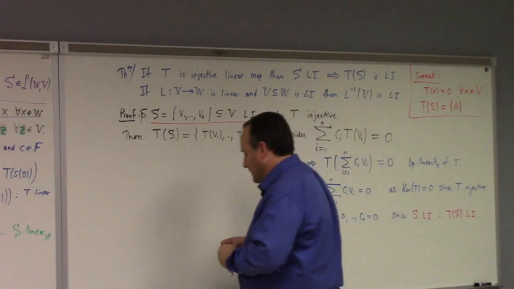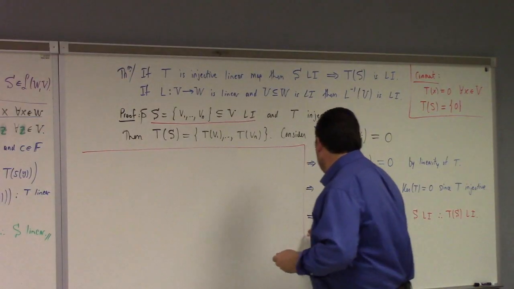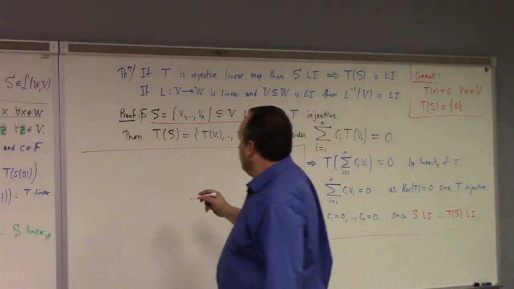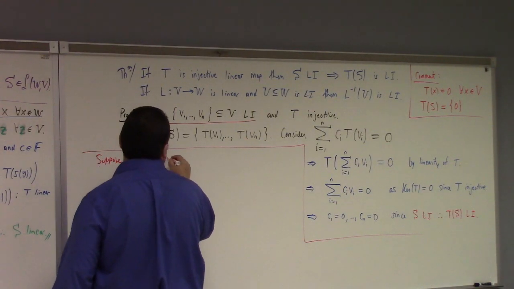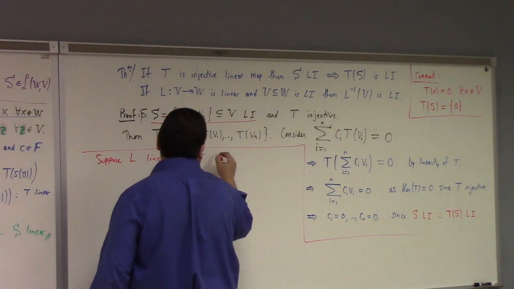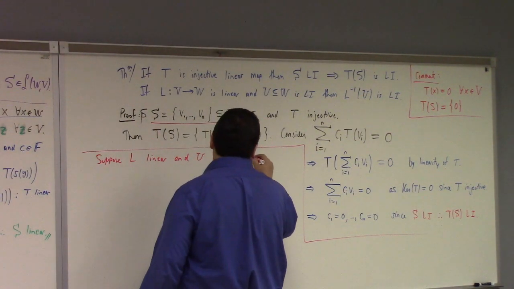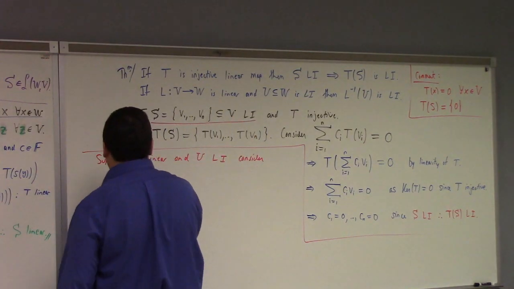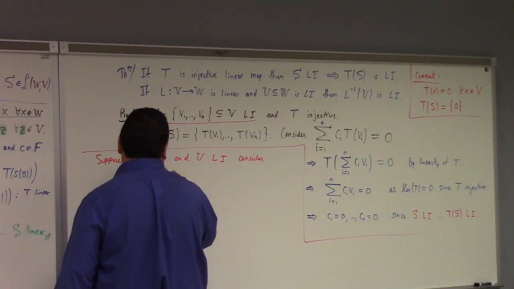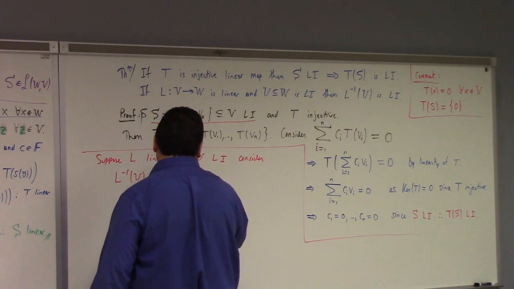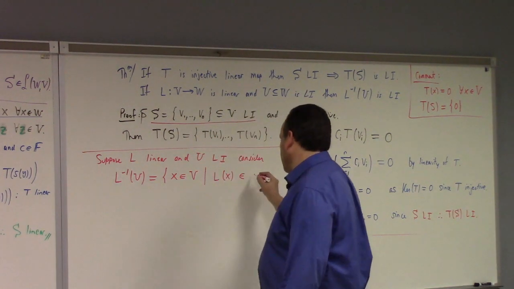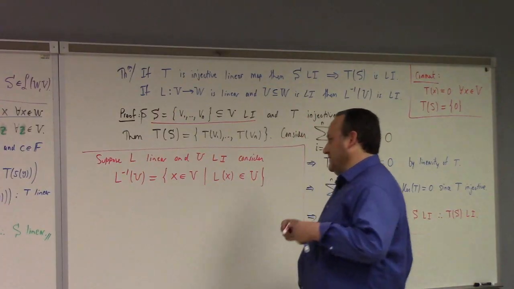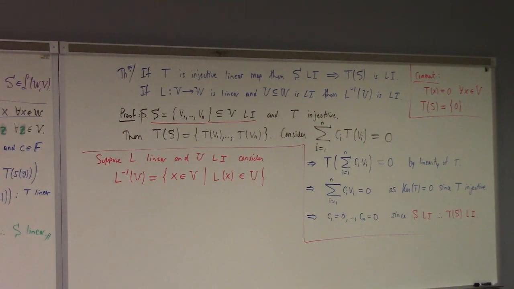All right, so how about the second half of this? We suppose L linear and U linearly independent. Consider L inverse of U. What is that by definition? We're talking about x in V such that L of x is an element of U. That's what we mean by inverse image, right? It's the set of points in the domain which maps to the set which we're inverting, right?